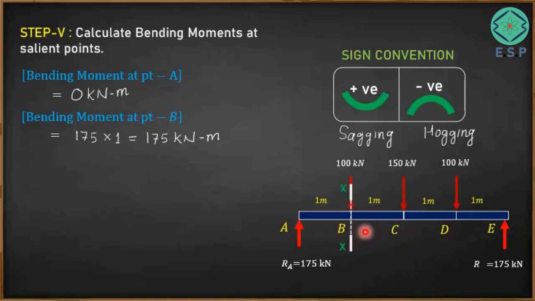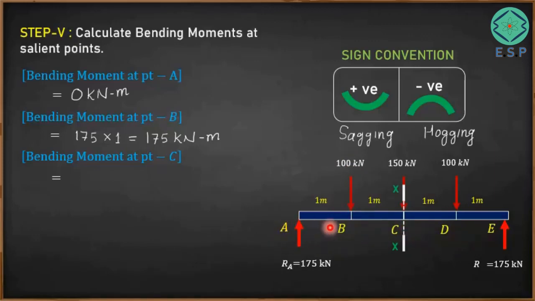Now we are interested to find the bending moment at point C. To calculate the bending moment at point C, the sectional plane XX will be taken at point C. And now we will calculate the moments at point C due to the forces which are acting at the left of this section. So we have force 175 kilonewton upward, another force is 100 kilonewton downward. So we will calculate the bending moment caused by this force at point C, as well as the bending moment caused by the other force at point C.